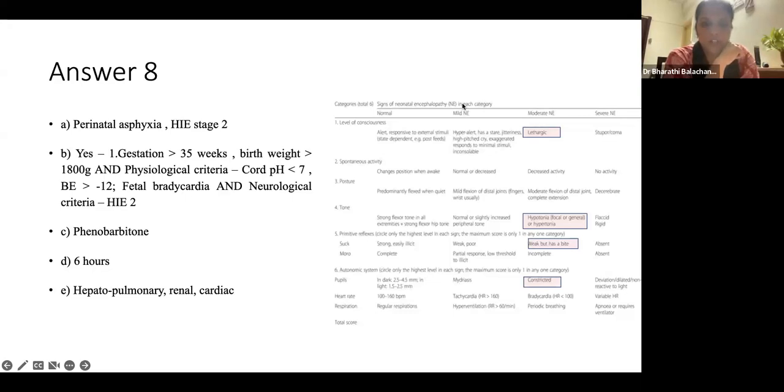So the drug of choice is phenobarbital, and therapeutic hypothermia needs to be initiated within 6 hours. The other organs, the most common organ, it used to be renal, but now it has been reclassified as hepatopulmonary. That is the most common end organ dysfunction in perinatal asphyxia, followed by renal and then cardiac.